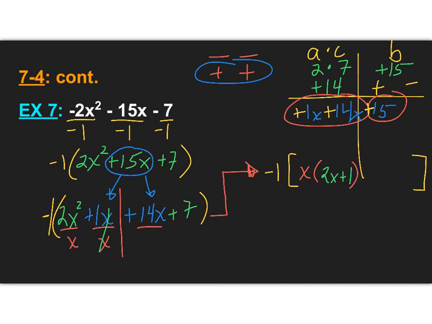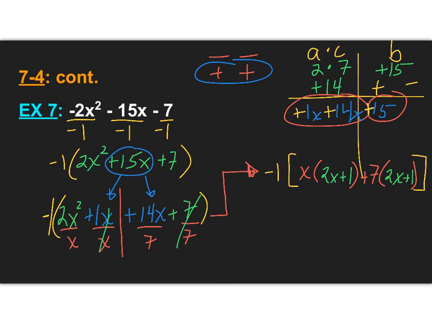Then between the 14 and the 7, we can divide those by 7. They do not have an x in common. The 7's positive, so I'm going to put a plus 7. And then 14x divided by 7 is going to give us a 2x, which is what I'm looking for. And then 7 divided by 7, those are going to cancel, and you get a plus 1.